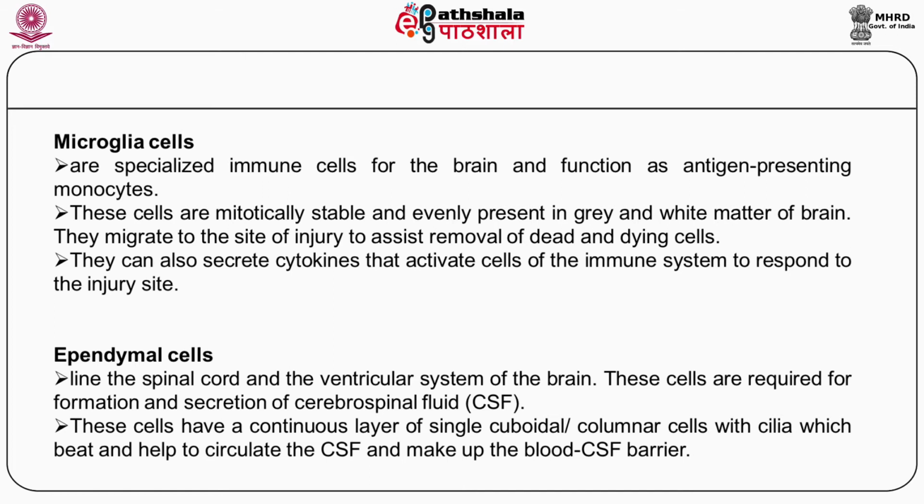Lastly, we have the fourth type of cell that we call ependymal cells. These ependymal cells basically line the spinal cord and the ventricular system of the brain. These cells are required for formation as well as secretion of cerebrospinal fluid, that is the CSF.